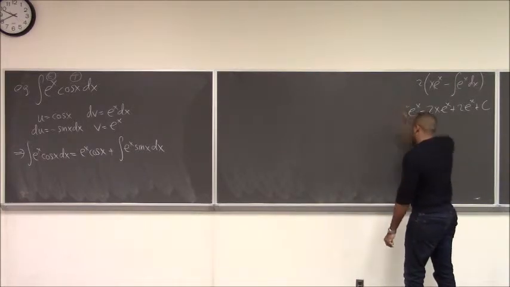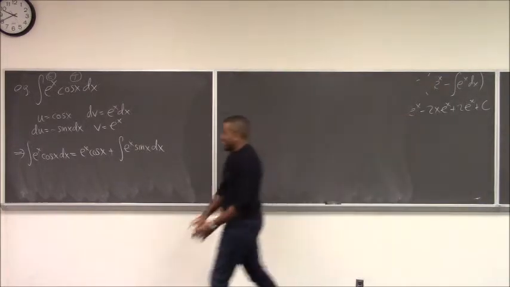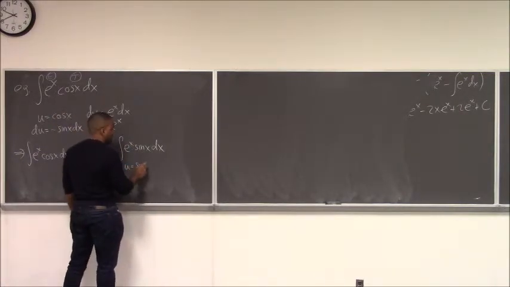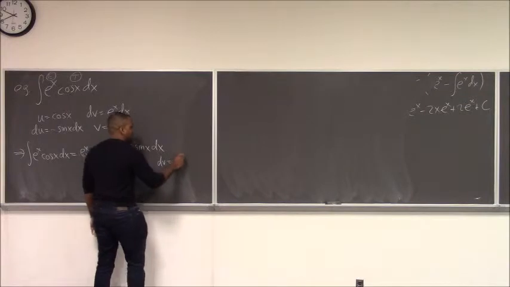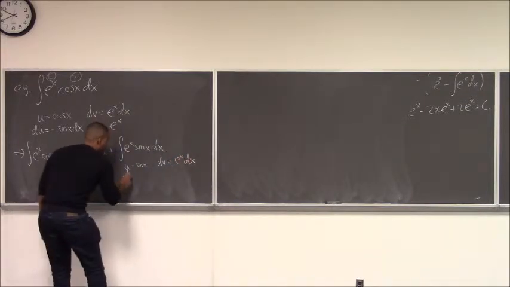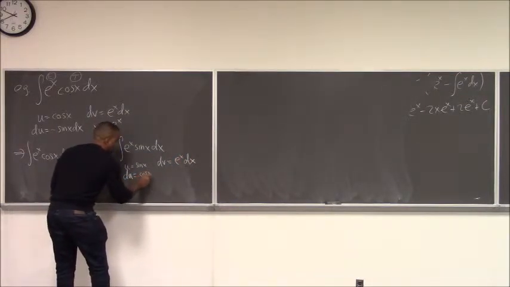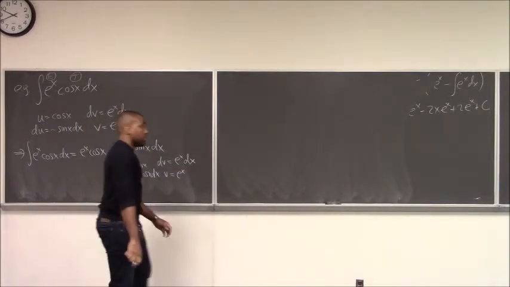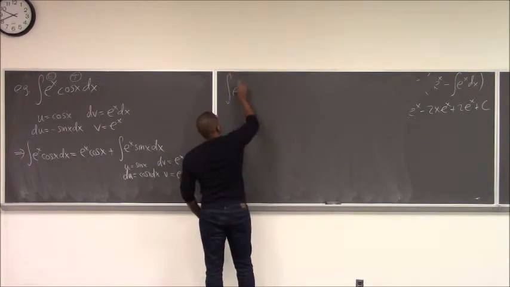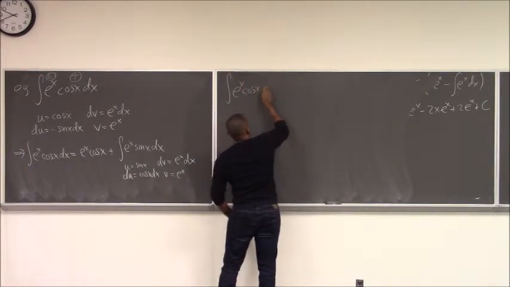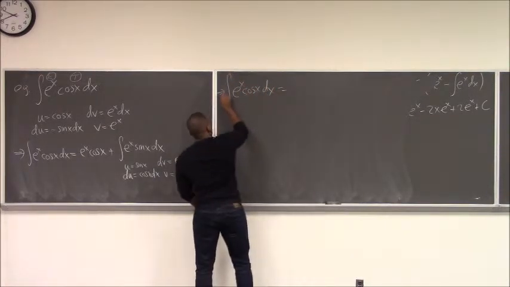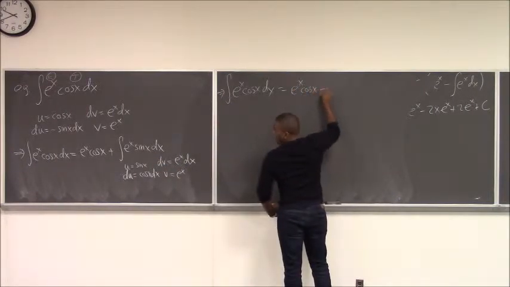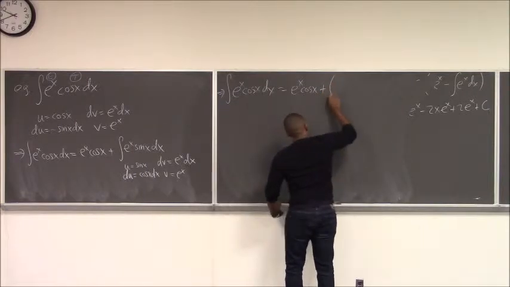Do it again? Do it again. Okay, let's actually do it again. So we have u equals the sine, dv equals the e to the x dx. Our du would be positive cosine. Our v would be e to the x. Let's plug in the formula again. So here we had e to the x cosine of x plus parentheses.